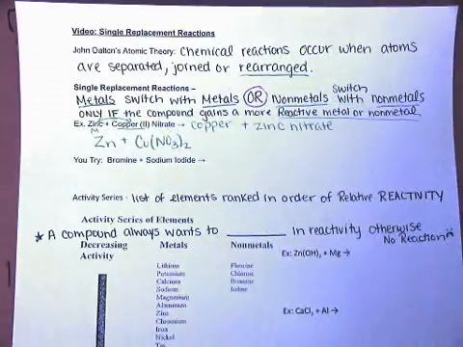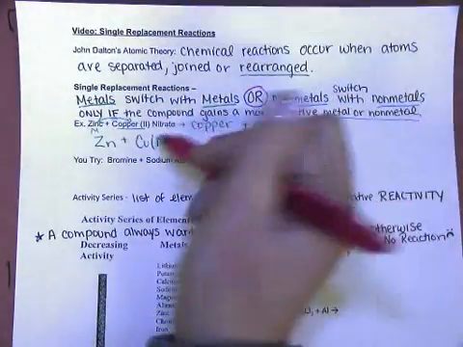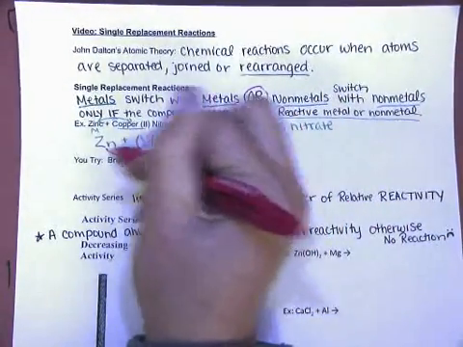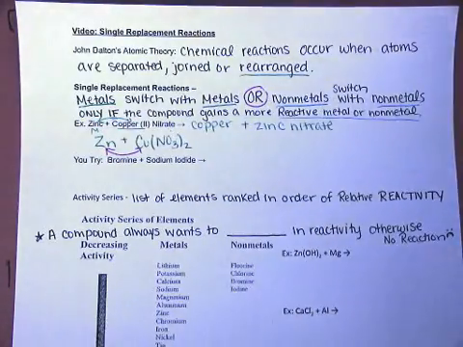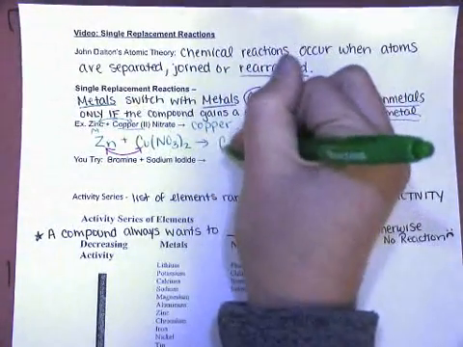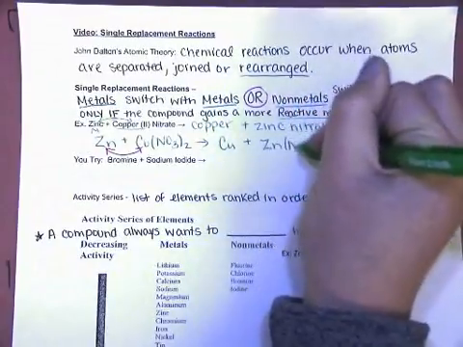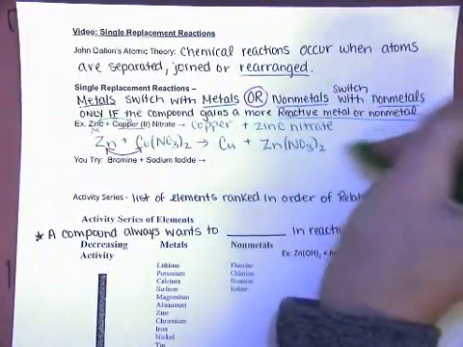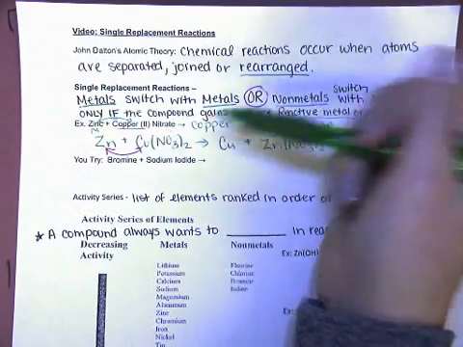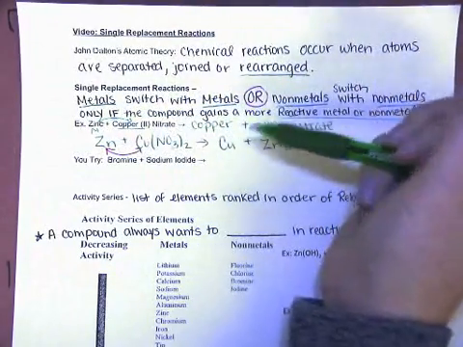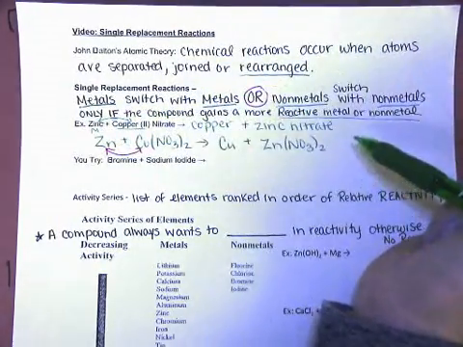To write that out, zinc plus copper II nitrate, my zinc and my copper switching places. So that means copper is now by itself, and I have zinc nitrate written there. I double check for diatomic. Zinc and copper are both metals, so not diatomics, and I'm balanced.